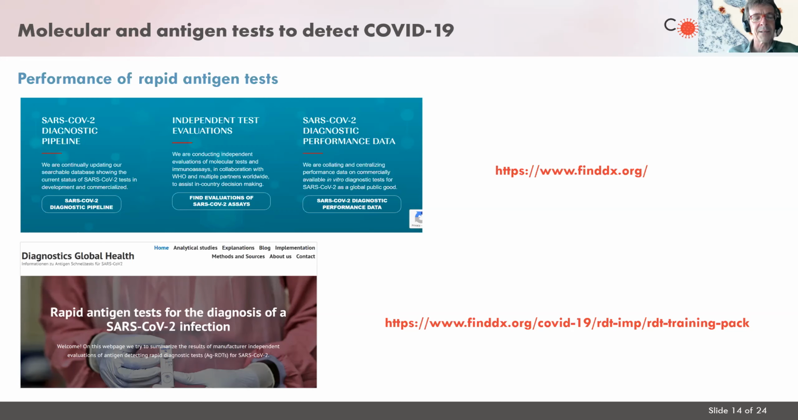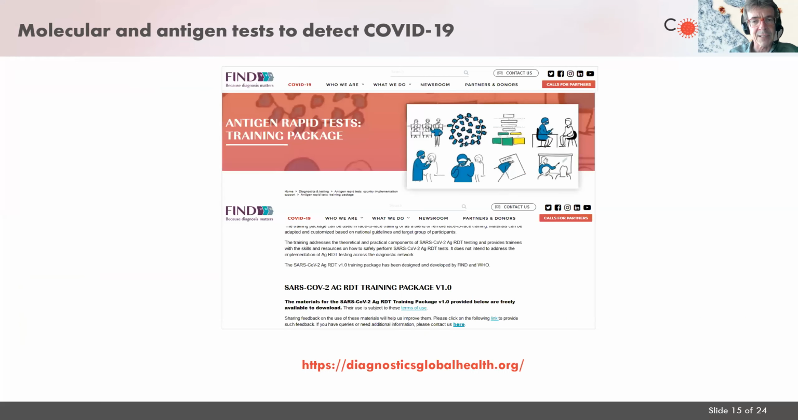Diagnostics Global Health is the other link that collects validations and evaluations for these tests and updates that on a regular basis. So this is where I would look. And then, of course, depending on the national setup, there will be regulatory authorities in many countries. Those two links were sort of misplaced. Diagnostics Global Health is one of the sites where you can look up validations and evaluations for rapid antigen tests. And there's a training package available from Find, which is also useful if you want to introduce them, for example, for community settings.